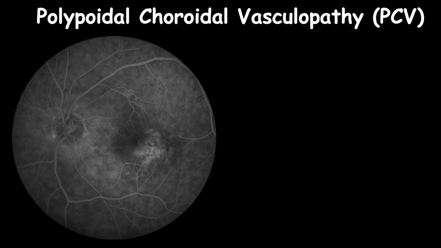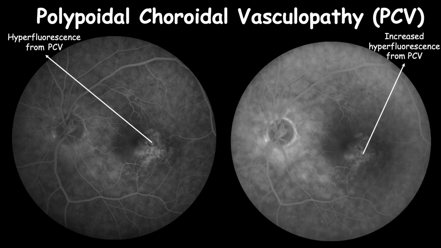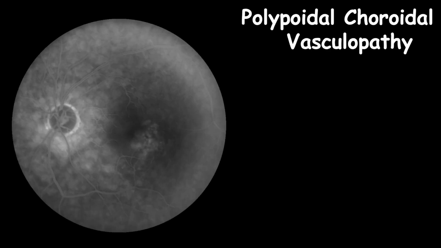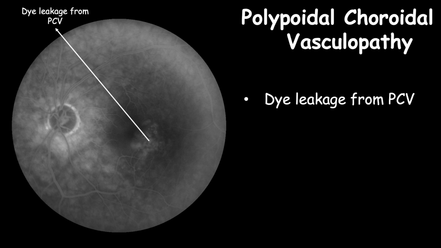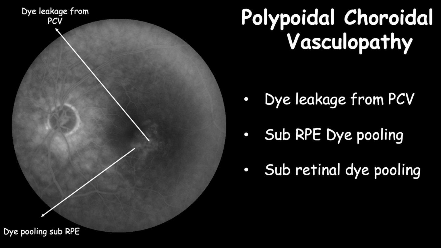Although ICG is the gold standard to diagnose polypoidal choroidal vasculopathy, fluorescein angiogram shows hyperfluorescence that may look similar to fibrovascular PED with a hyperfluorescence notch, resembling polyps, surrounded by subretinal dye pooling, and may be combined with RPE atrophy inducing window defect. In the early phase, the angiogram shows hyperfluorescence from polypoidal choroidal vasculopathy, which is increased in mid-phase, along with hyperfluorescence from PED. The late phase angiogram shows leakage from polypoidal choroidal vasculopathy, sub-RPE dye pooling, and subretinal dye pooling.